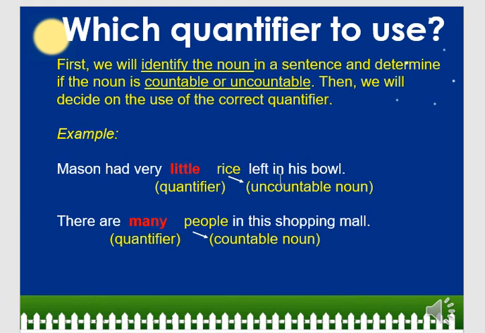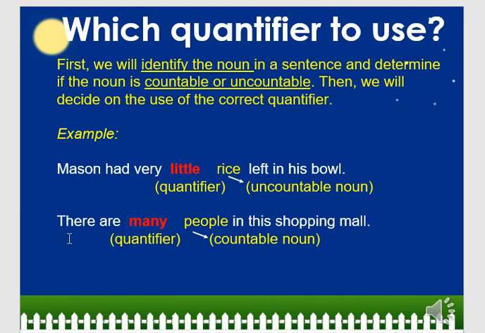Let's look at two more examples. Mason had very little rice left in his bowl. I managed to identify that rice is the noun and it is uncountable. So I will use the quantifier little to quantify how much rice is left in Mason's bowl.